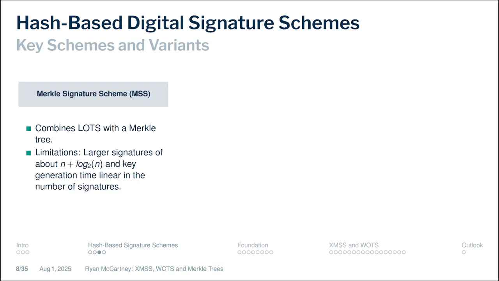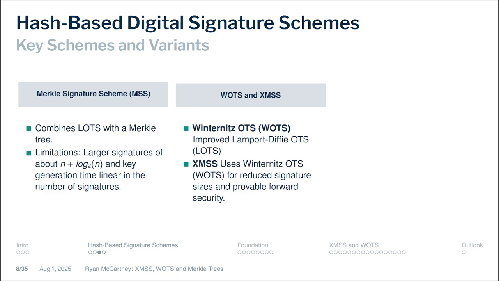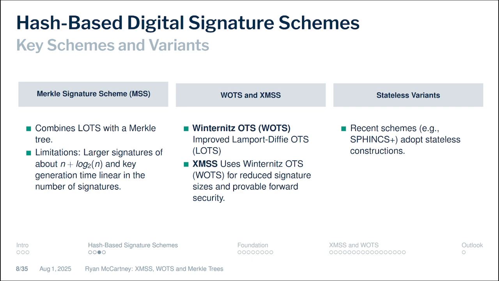I will mostly present three schemes today, which are first the Merkle signature scheme and the XMSS, so the extended Merkle signature scheme, which use other primitives. The Merkle signature scheme uses the Lamport-Diffie one-time signature, and the extended Merkle signature scheme uses Winternitz's one-time signature scheme, which is an improved version of the Lamport-Diffie one-time signature scheme. And then we also have stateless variants, which is the one I will give in the outlook, which is SPHINCS+.